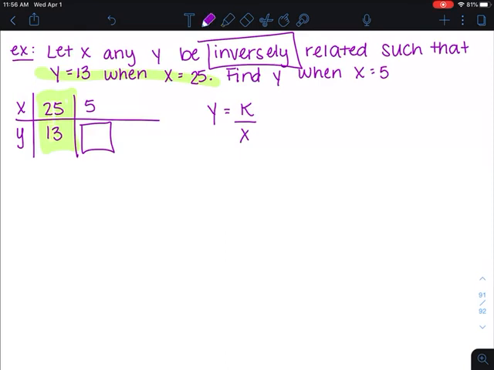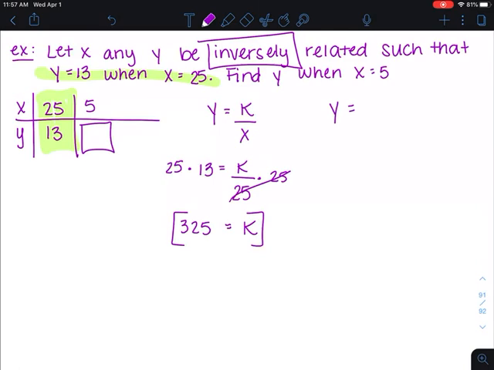We're going to first solve for k, so I'm going to plug in my x and y values here. So y is equal to 13. We do not know what k is, and x is 25. So you multiply both sides by 25. These 25s will cancel. And then on your calculator, or your phone, you can do 25 times 13. And you'll get 325, which is equal to k. This is an important bit of information.